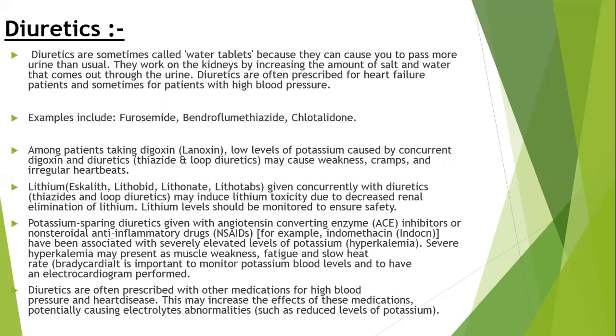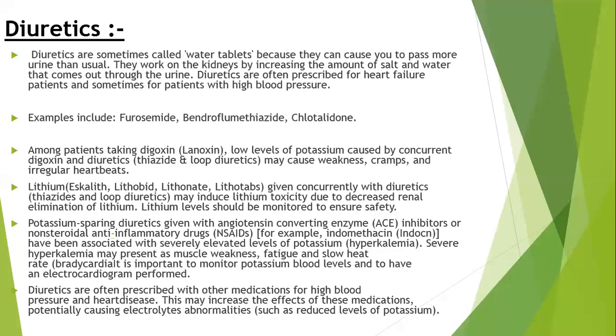So this is the way we have to understand which drug is for what, because nowadays there are combination drugs, like with HCT, or something with D, you have to understand. Among patients taking digoxin, Lanoxin, low levels of potassium can be caused by concurrent digoxin and diuretic. The thiazide group of drugs and the loop diuretics may cause weakness, cramps, and irregular heartbeat. In case of lithium, like Lithobid, Lithonate, Lithotabs, given concurrently with thiazide and loop diuretics may induce lithium toxicity due to decreased renal elimination of lithium. Lithium levels should be monitored to ensure safety.